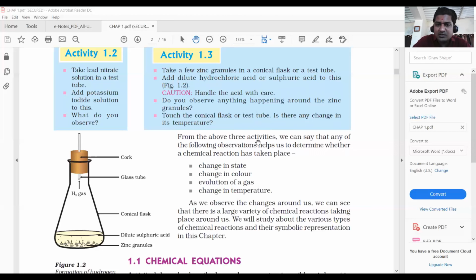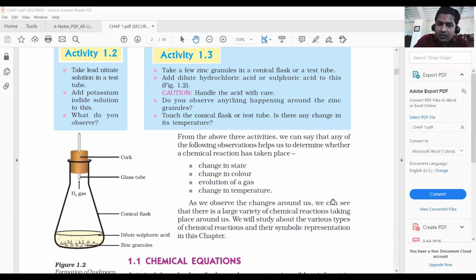From the three activities, we can say that the following observations help us to determine whether chemical reactions take place. Right?